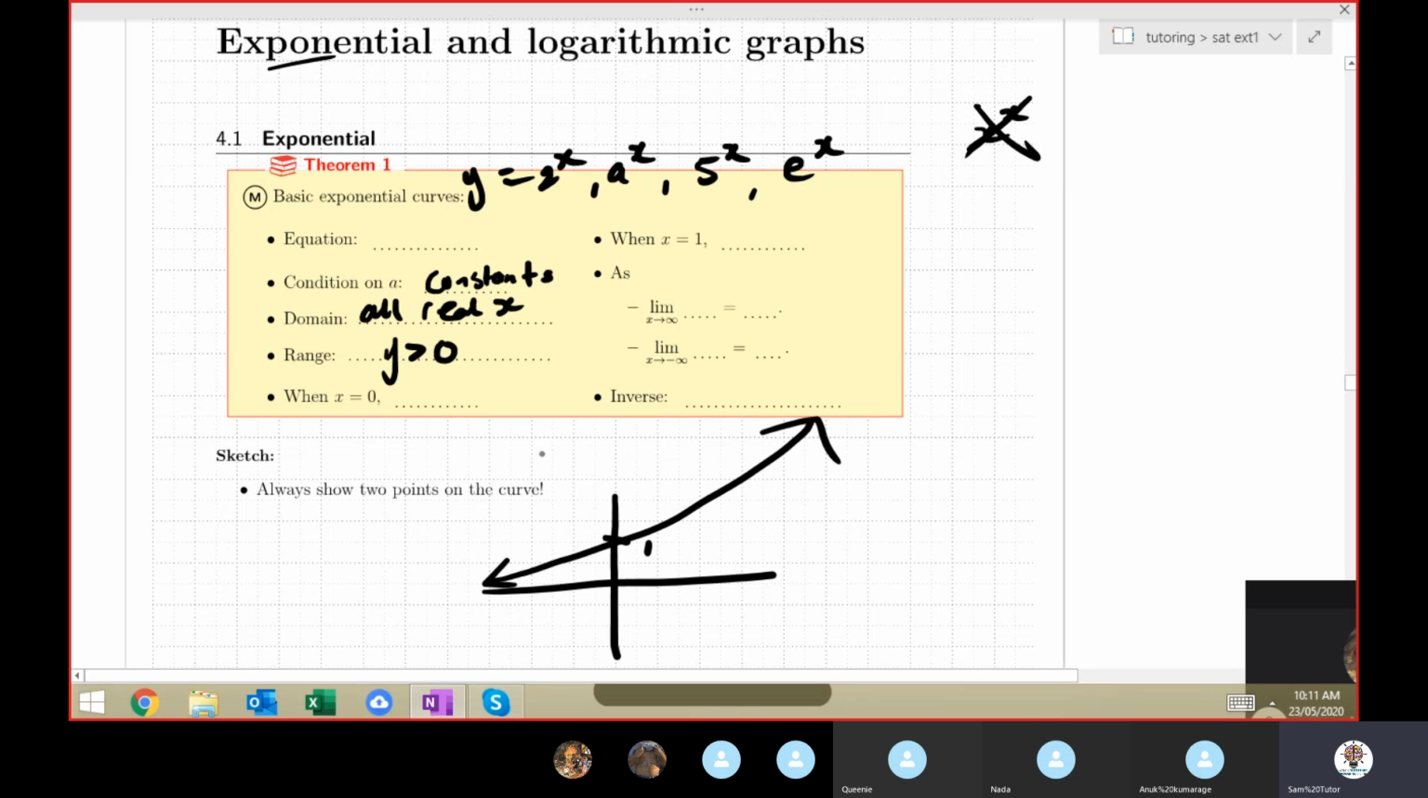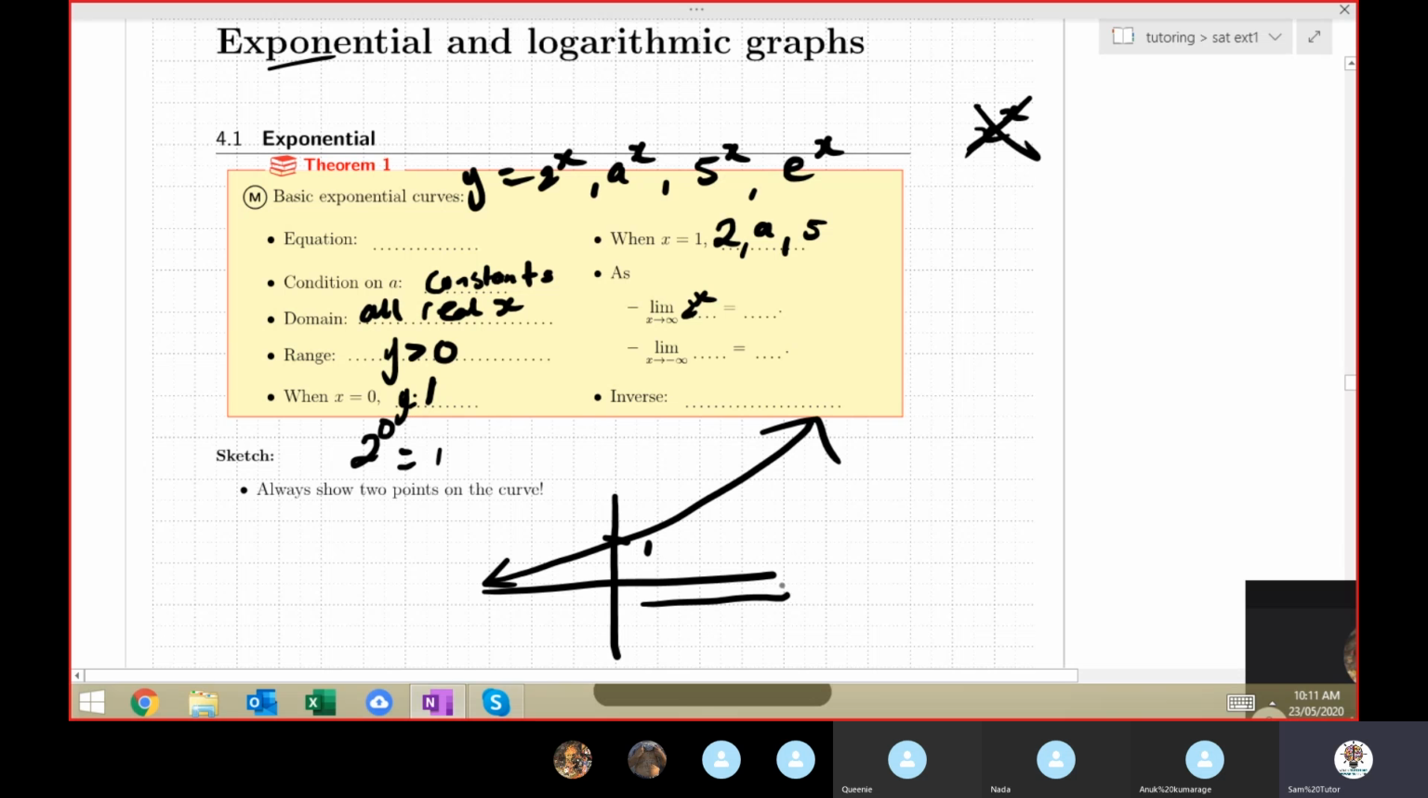Your range is everything greater than 0. Y is greater than 0. When x equals 0, for any function, you'll get 2 to the power of 0, let's say. And 2 to the power of 0 is 1, and that's why you get y equals 1 here. When x is 1, you'll obviously get your base, so you'll get like 2 or a or 5. It just makes sense. You're just subbing in.